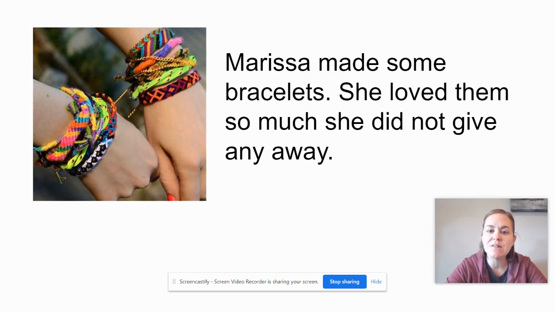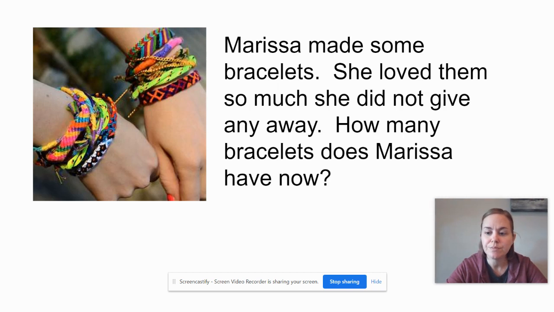Marissa made some bracelets. She loved them so much, she did not give any away. So, what do you think is happening in the story? She made a bunch of bracelets. We don't know how many yet, but she loved them so much she's giving zero away. So, when you give something away, think about what operation that is giving you a hint to solve for. So, think about what that means.